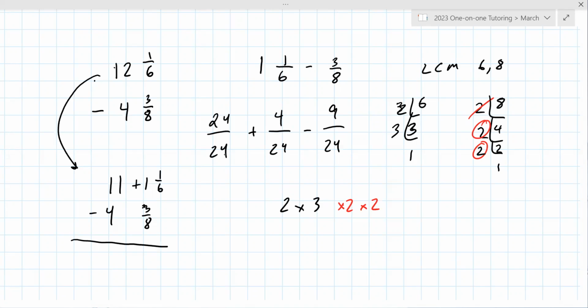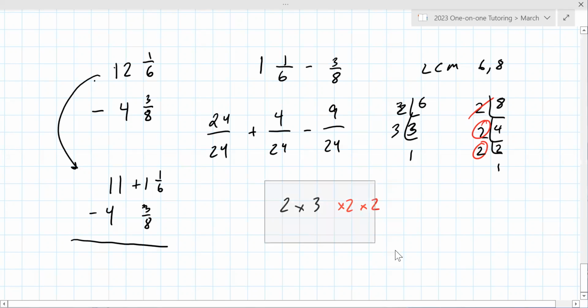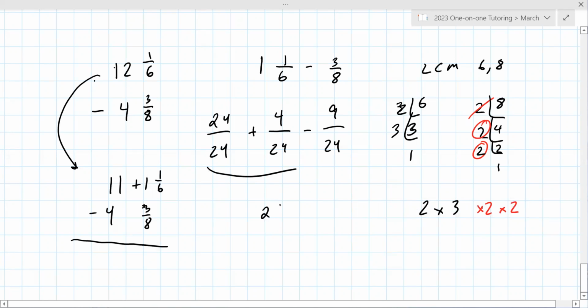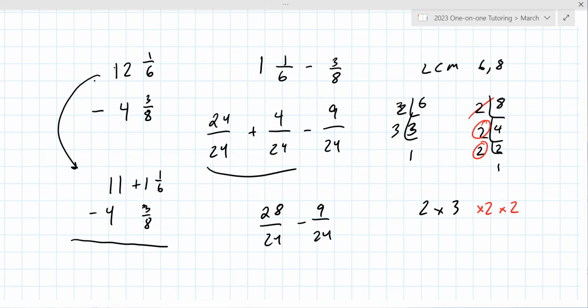So then 24. Okay. Adding up. So it's a whole. So 24 is a whole. Yeah, so it changes now to being, instead of 4 over 24 minus 9 over 24, these two become 28 over 24 minus 9 over 24. So that's 20. Sorry, that's 19 over 24. 19 over 24. Exactly. Yep.